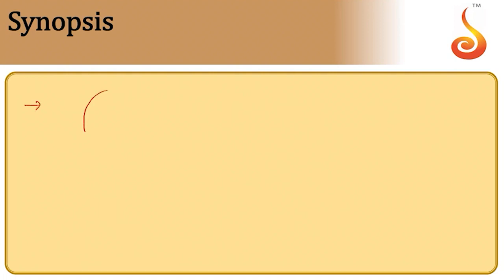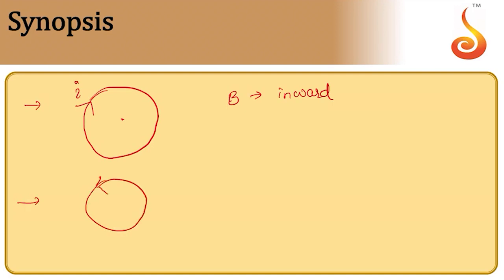Suppose I consider such a current carrying loop, and let's assume that the current is in the clockwise direction, then the magnetic field is in the inward direction. Suppose the current is in the anti-clockwise direction, then the magnetic field is in the outward direction. I am speaking of the magnetic field inside the coil, of course. Inward can be shown like this, and outward can be shown with the help of a dot. So this is the representation of the magnetic field.